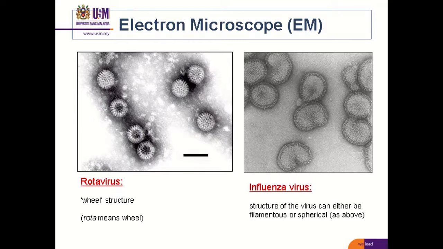And this on the right is the electron micrograph of influenza virus. The structure of the virus can either be filamentous or spherical. So in this electron micrograph, it is spherical.